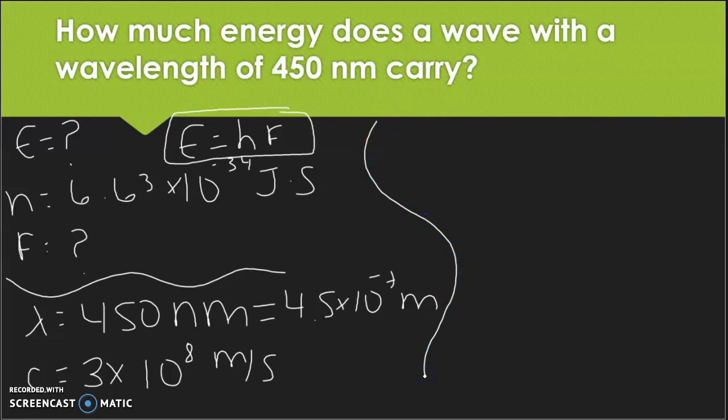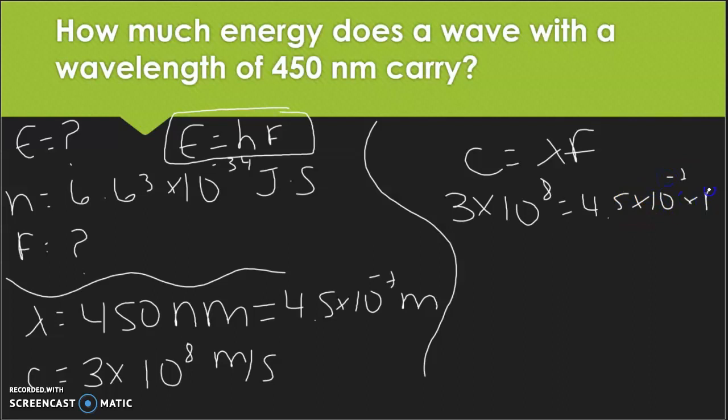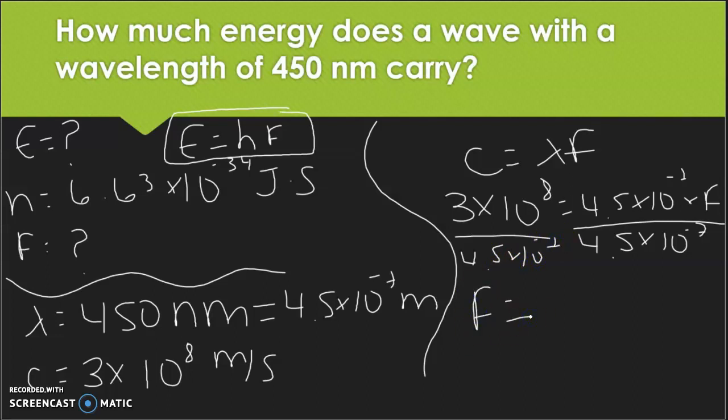let's solve for frequency. C equals wavelength times frequency. 3 times 10 to the 8 equals my wavelength, 4.5 times 10 to the negative 7, times frequency. We're going to divide each side by 4.5 times 10 to the negative 7. And when you do that, we should get a frequency of 6.67 times 10 to the 14.